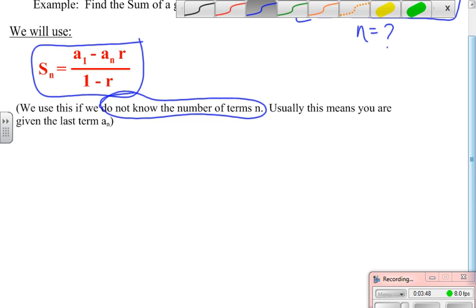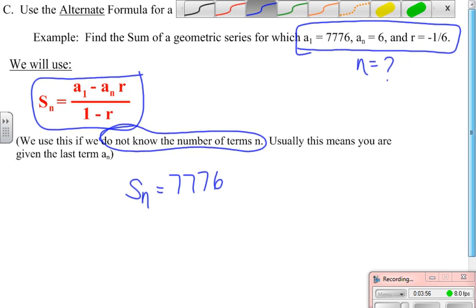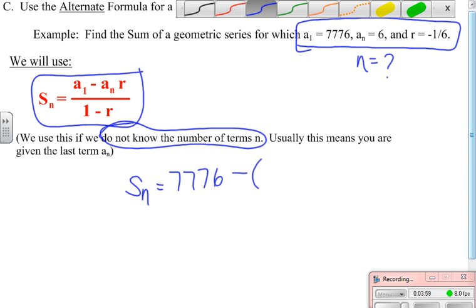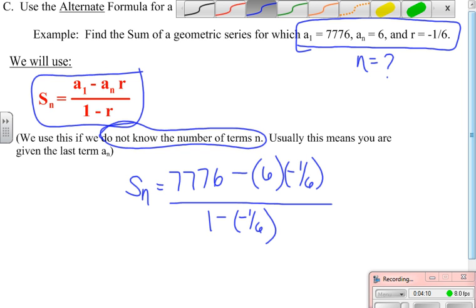So we are going to find this s of n, some mystery number, is equal to 7776 minus 6 times negative 1/6 all over 1 minus 1/6. The biggest thing here is you need to be very careful with your negatives. Minus a minus, this is going to end up being plus. Minus a minus, this ends up being plus. So I end up with 7777 all over 7/6 if I make a common denominator of 6 over 6.